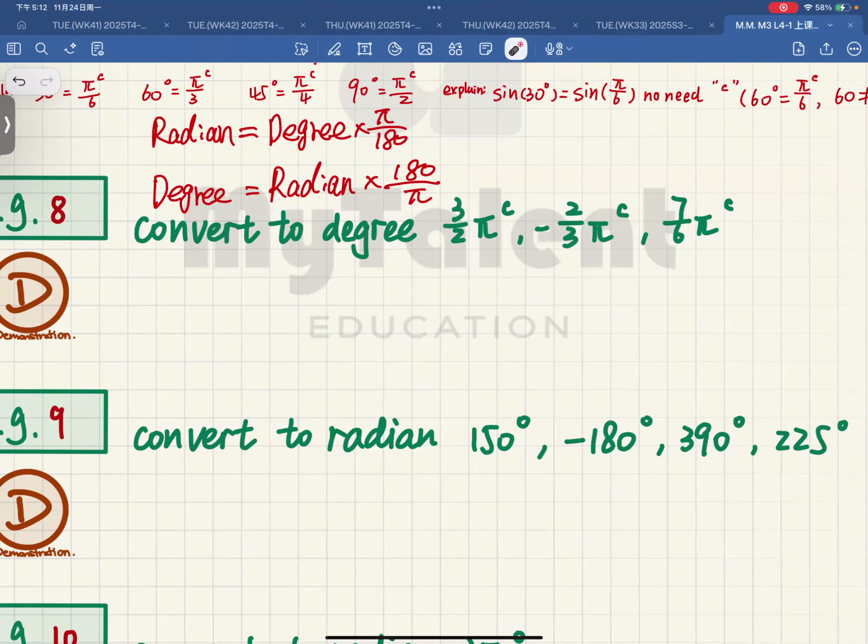I know there's a lot of calculation. Wait, what is pi again, 3.1 something? In trigonometry, pi is not 3.1. Pi is 180 degrees. Yeah, pi is 180 degrees.